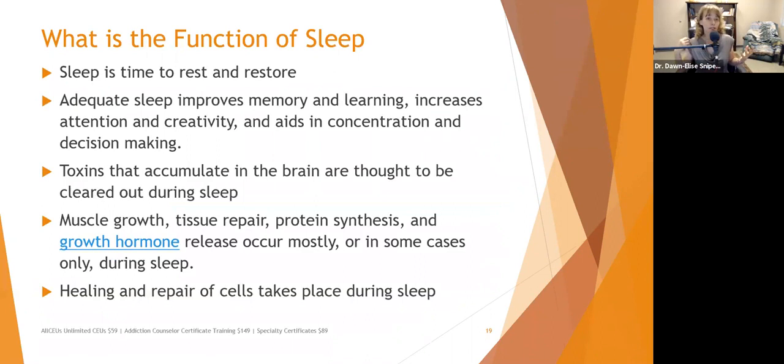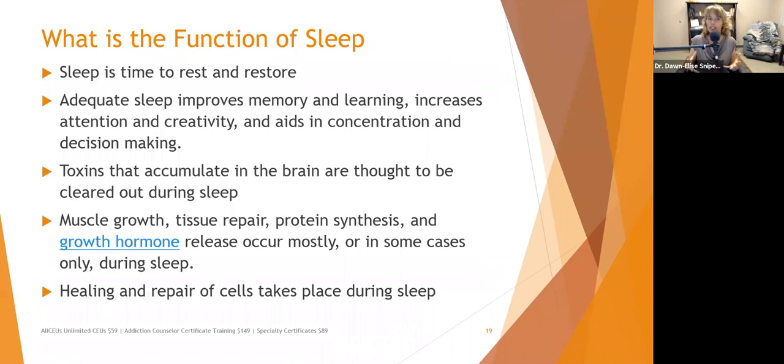Sleep problems. Maybe the person's problem stemmed from insufficient sleep because they're on shift work, or they've got a new baby in the house, or whatever it is. Sleep is a time to rest and restore. Adequate sleep improves memory and learning, increases attention and creativity, and aids in concentration and decision making. Toxins that accumulate in the brain, adenosine, are thought to be cleared out during sleep. Muscle growth, tissue repair, protein synthesis, and growth hormone release occur mostly, or in some cases only, during sleep.